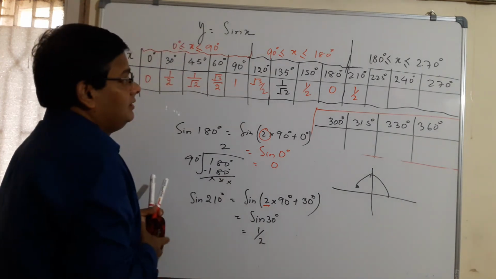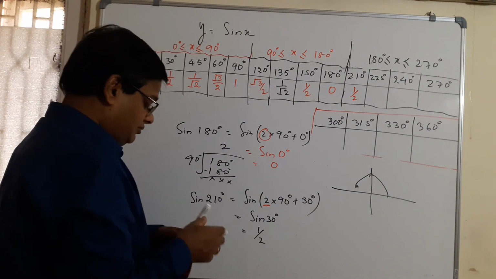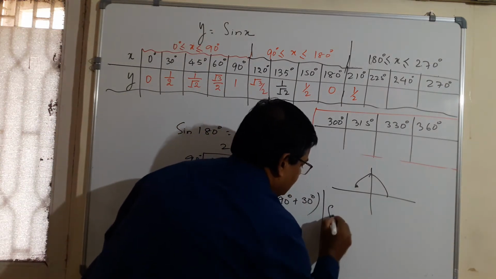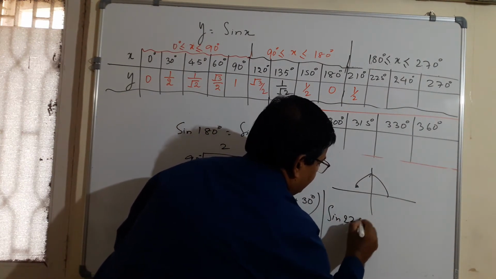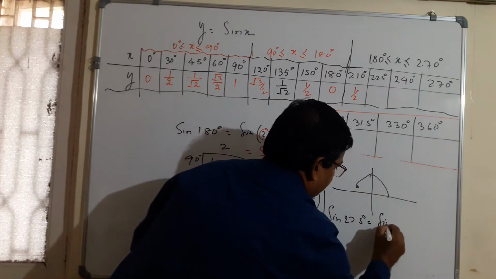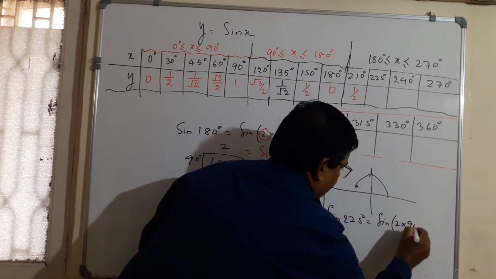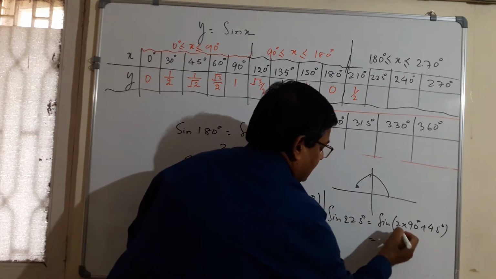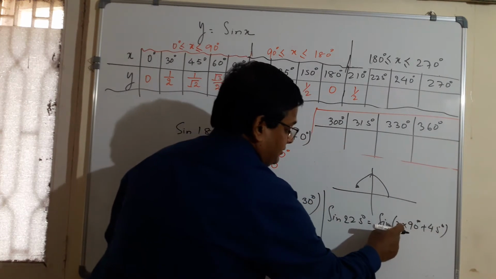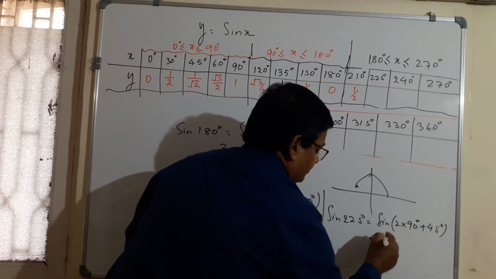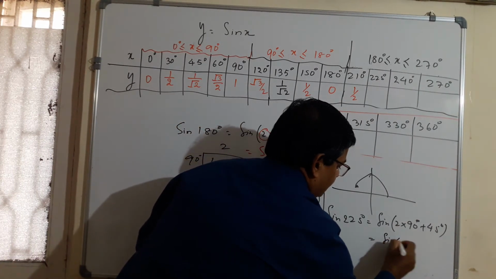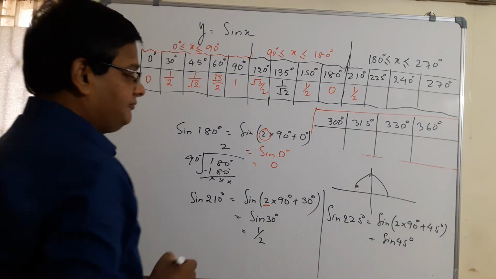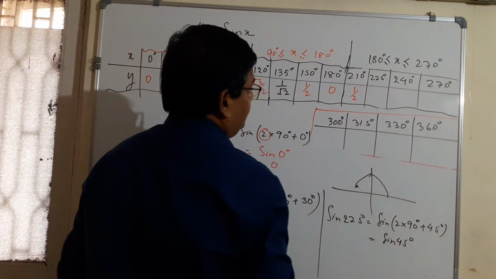Now sine 225 degree. Sine of 2 into 90 plus 45 degree. Here 2 is an even number, so no change. So it becomes sine 45 degree.